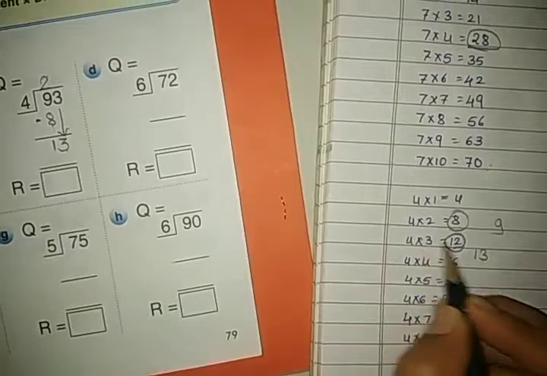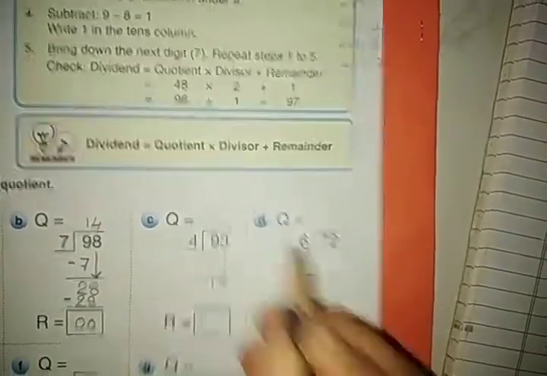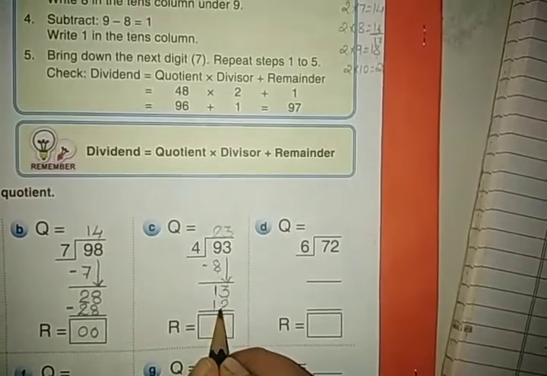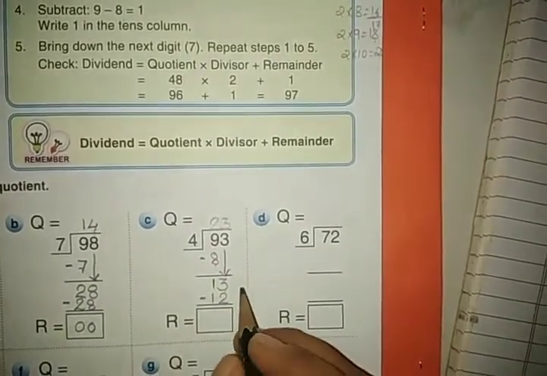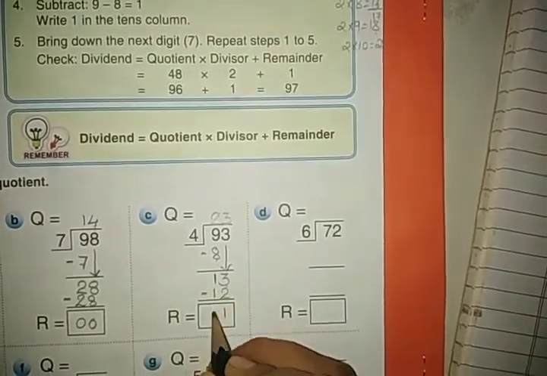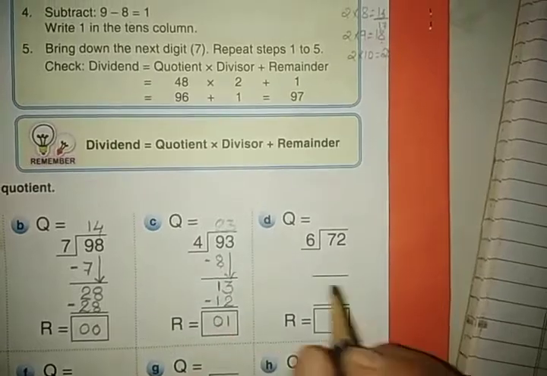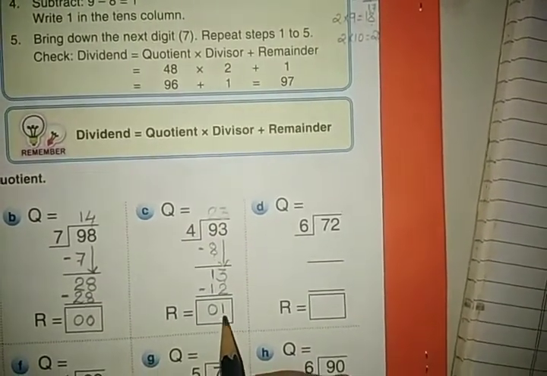That is 4 3s are 12. Yes, 4 3s are 12. You are going to write down here. Okay, then subtract the numbers. 3 minus 2 is 1. 1 minus 1 is 0. So your quotient is 23 and remainder is 1.